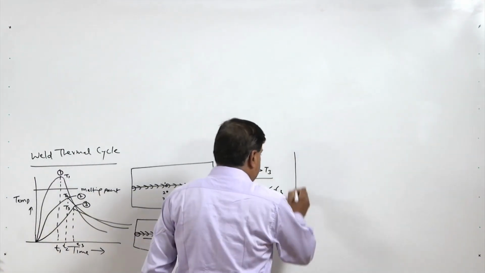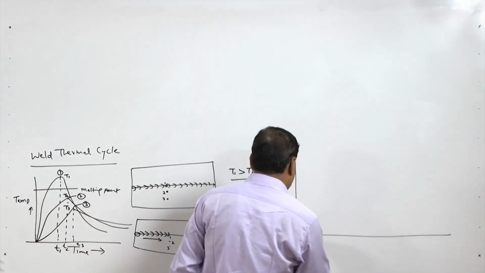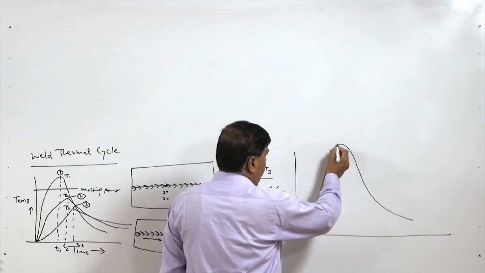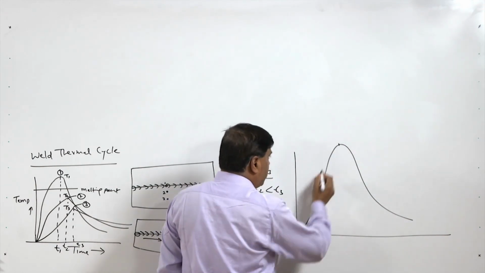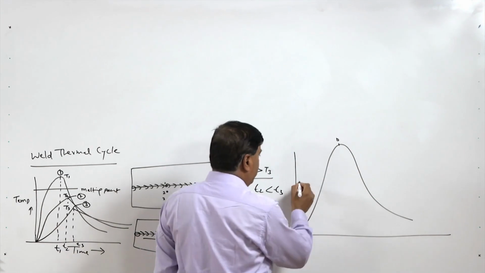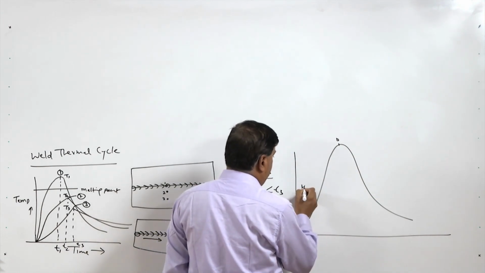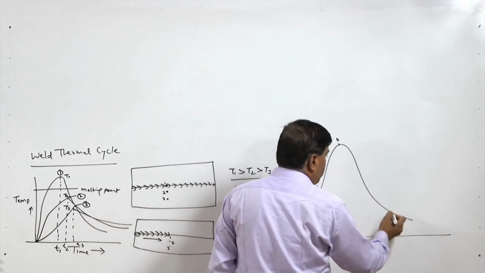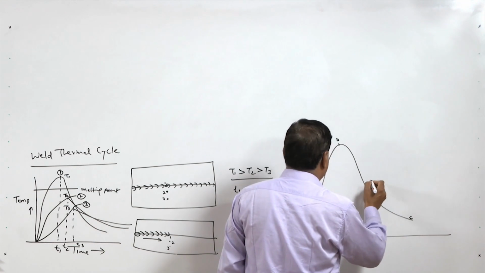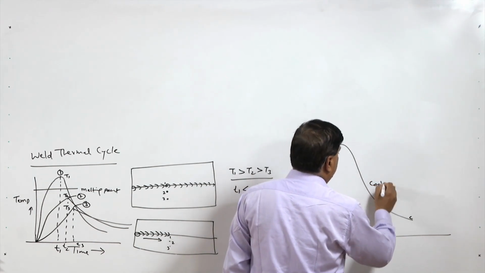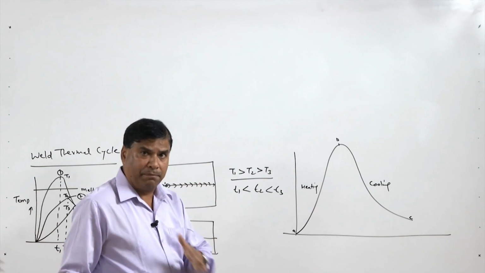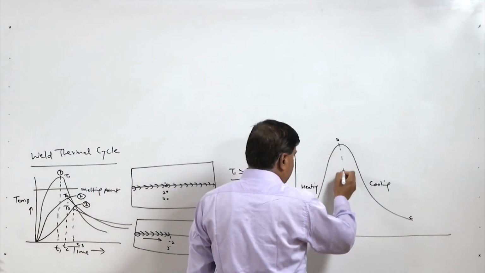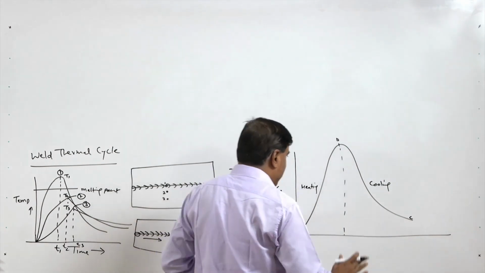If I make it as one separate diagram here, the portion from point A to B is one regime where heating is involved, and from point B to C is the other regime where cooling, or reduction in temperature, takes place. So this is the cooling regime. These are the two parts of the weld thermal cycle of a particular location.